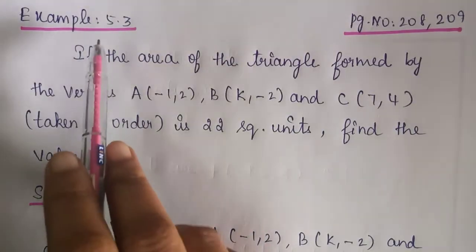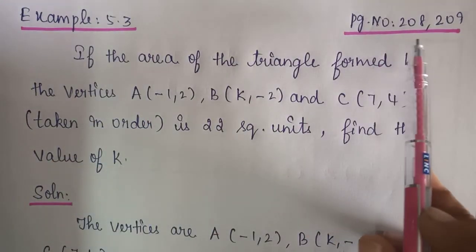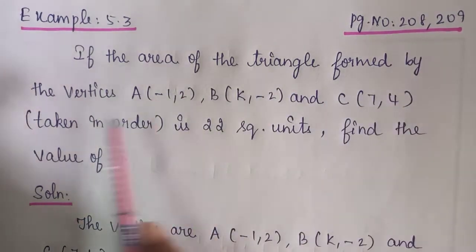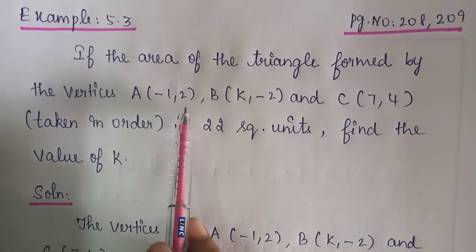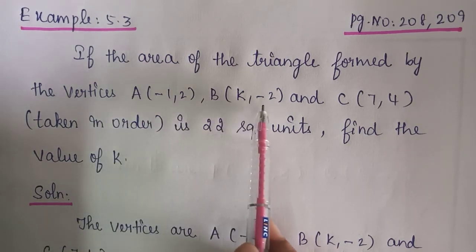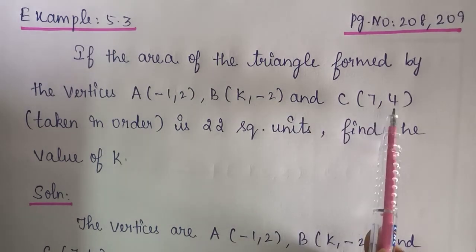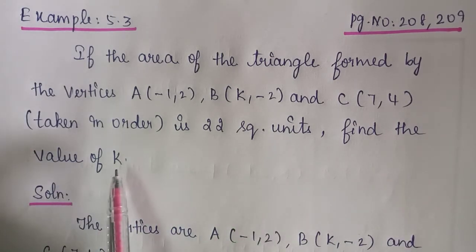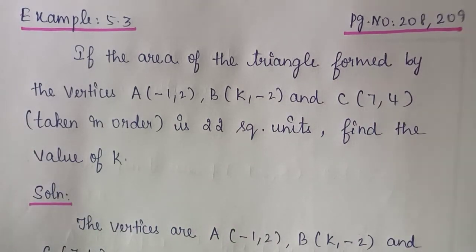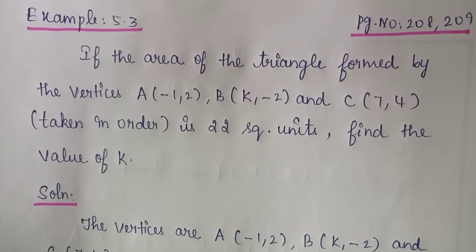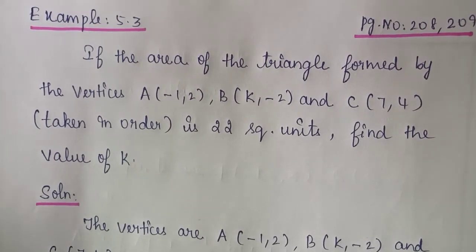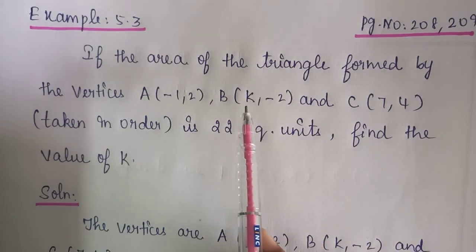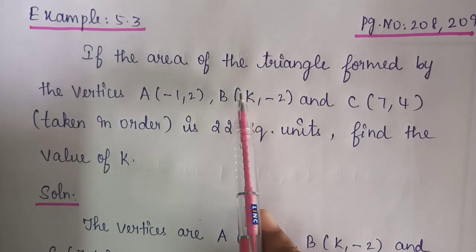Next we are going to see example 5.3, which is on page number 208 and 209. If the area of a triangle formed by the vertices A of minus 1 comma 2, B of k comma minus 2, and C of 7 comma 4, taken in order, is 22 square units, find the value of k. So here 3 vertices are given, A, B and C, and the area of the triangle is also given, 22 square units. But in the B point the x coordinate is absent, so that value is k.